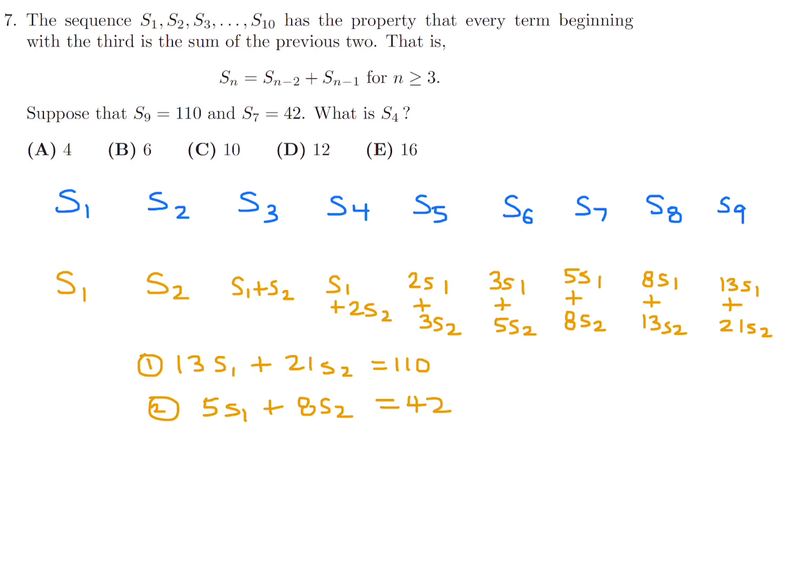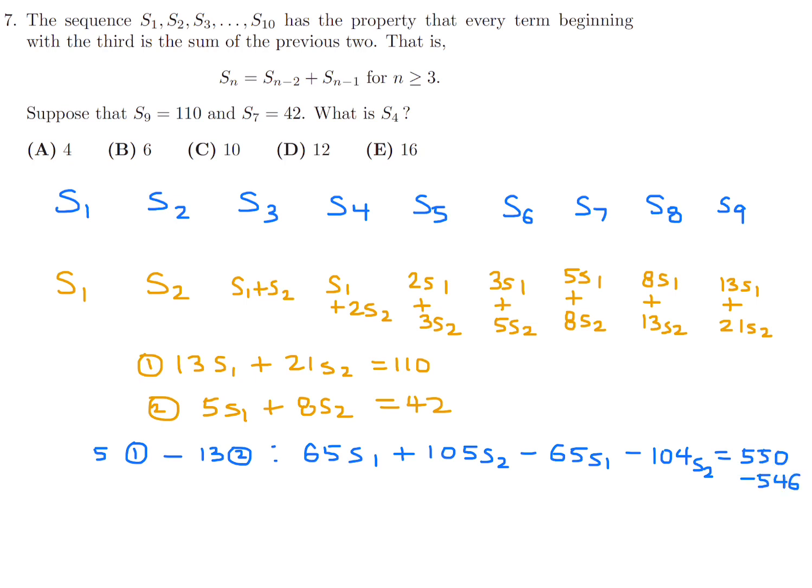Well, any way you'd like to do this is fine. I'm just going to do 5 times equation 1, subtract from it 13 times equation 2. That will get rid of the S1. So when I do that, I get 65S1 plus 105S2 minus 13 times 8, which is 104 S2. And on the other side, I will get 550 minus 546. As planned, the S1s cancel, and I'm just left with S2. And on this side, I'm left with 4. So it's a great result. Sub that back into any of these, and you will get S1 is equal to 2.